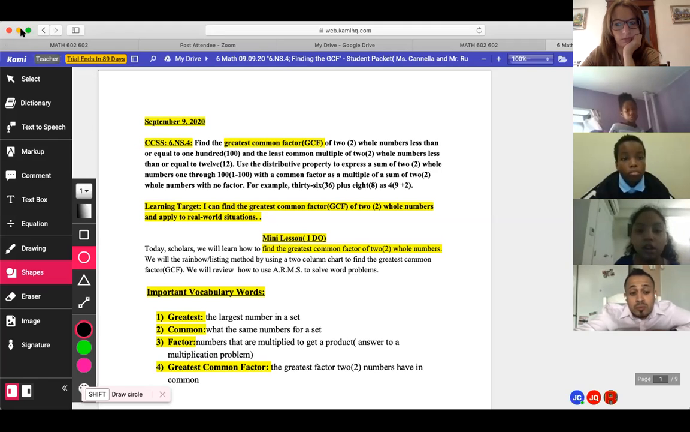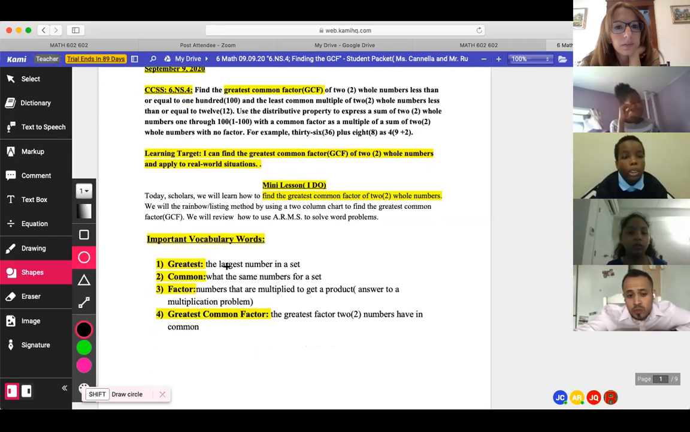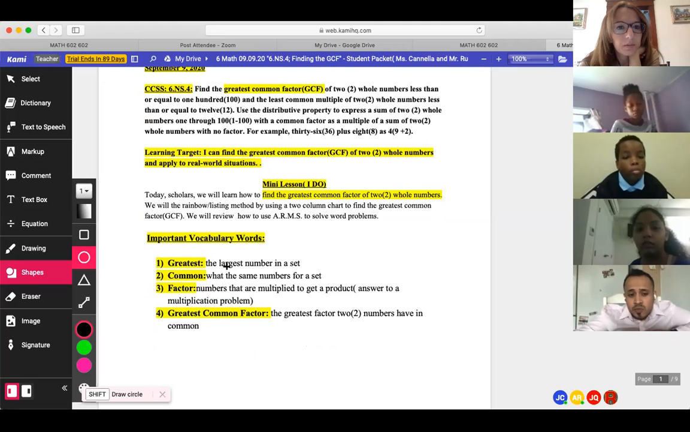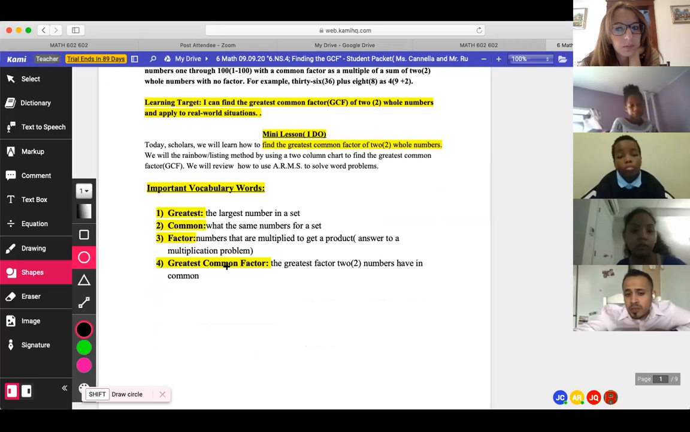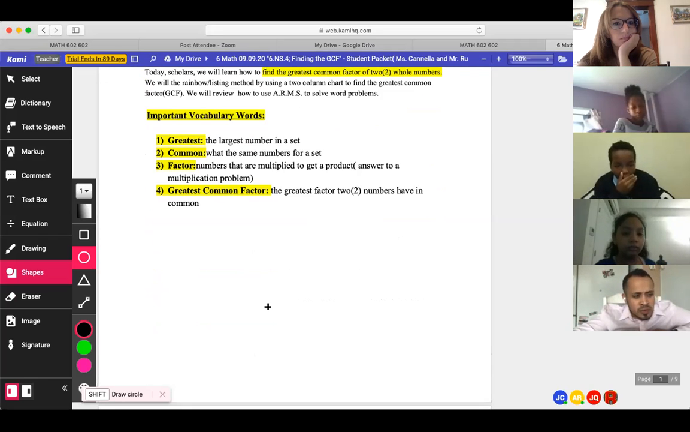Out of the four, one of the key vocabulary words that you need is greatest, which stands for the largest number in the set. Two, common, what is the same number in the set. Three, factors, numbers that are multiplied to get the product, the answer to a multiplication problem. And four, greatest common factor, the greatest factor that two numbers have in common. These can be seen and used in multiple areas, but we'll see more in depth what we use them for here.